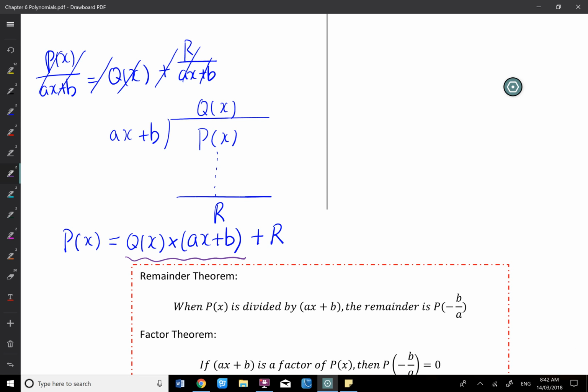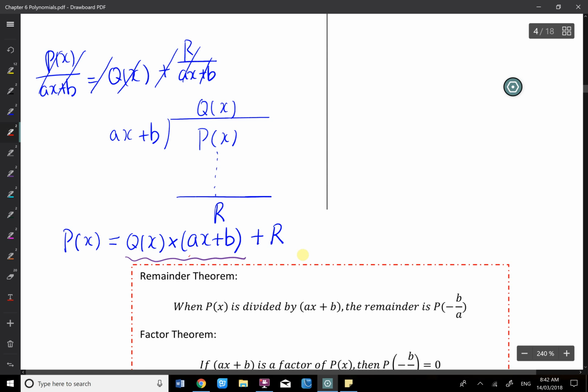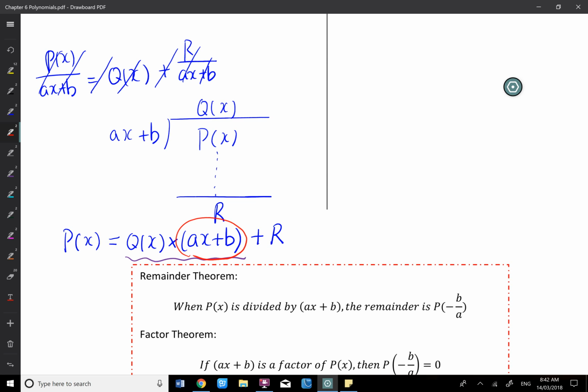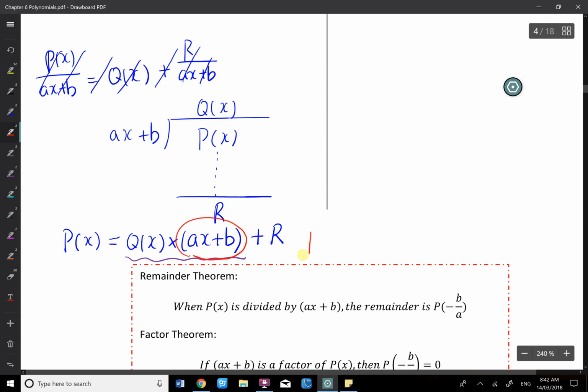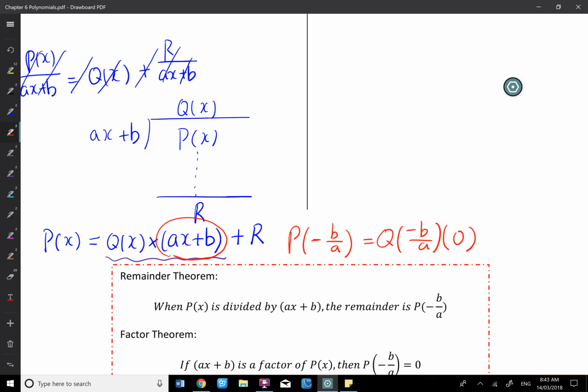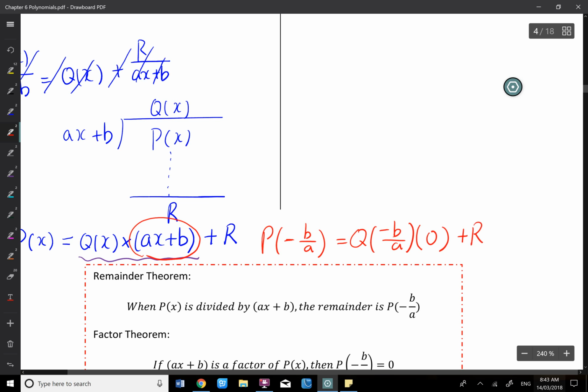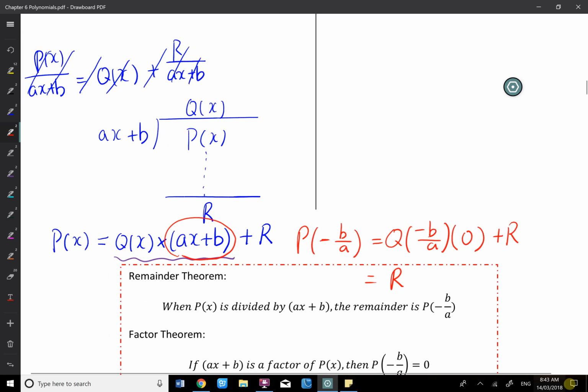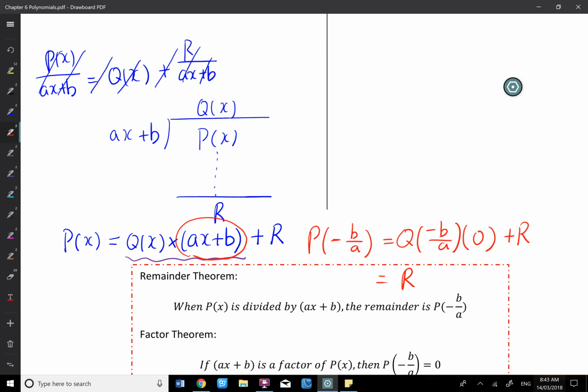So how can I make this term become 0? I will need to make this term become 0. That's why I substitute minus b over a, right? Minus b over a, what you're trying to divide, makes that equal to 0. So I substitute x equals minus b over a: p of minus b over a equals q of minus b over a times 0, plus r. I can't evaluate q, because I don't know what q(x) is, but I don't care. The reason is this term will become 0. I don't care what q(x) will give you. It will become 0 in the end, and then plus the r. So you simplify it, you will just get the remainder r here. So this notation shows us the remainder theorem. That's why the remainder theorem works.